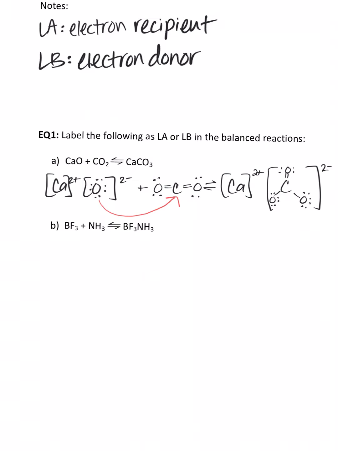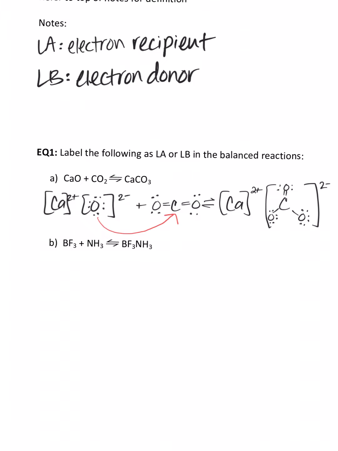Looking back at what an electron recipient and electron donor are, that means this carbon dioxide received the electrons, so this is my Lewis base. And the oxygen donated the... I totally did that opposite. Glad I realized that before I posted this. Okay, this is my Lewis acid. It's an electron recipient. And the oxygen donated the electrons, so that's my Lewis base. Pause the video, try B right now, and then come back to see the answer.